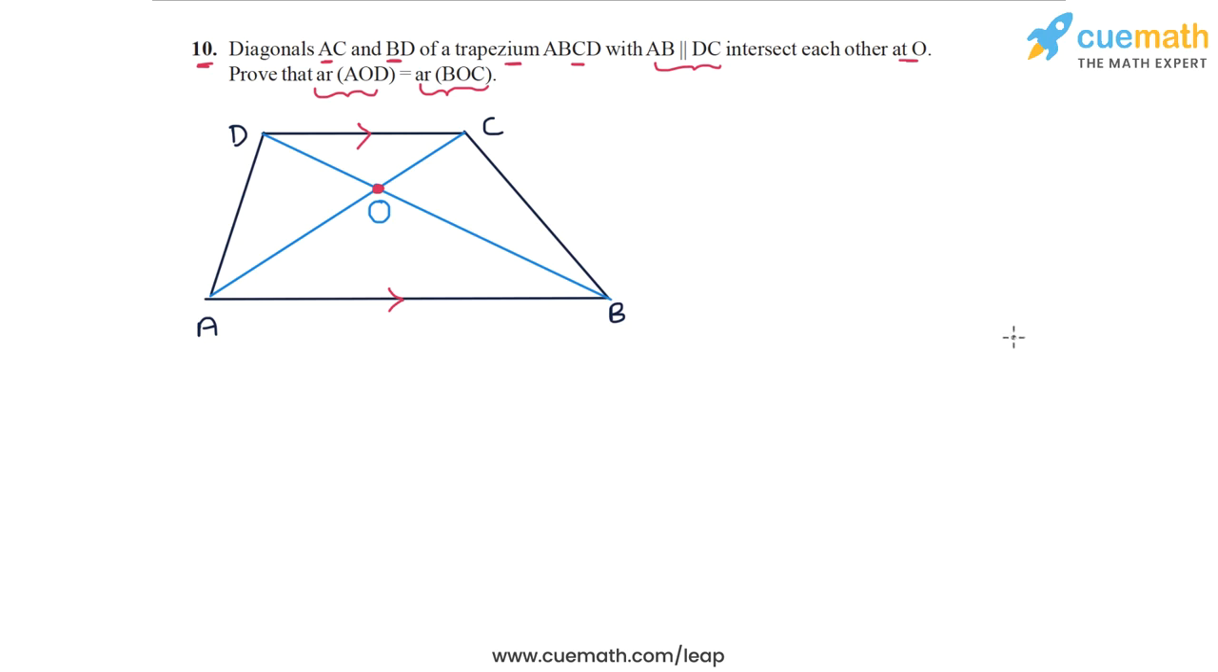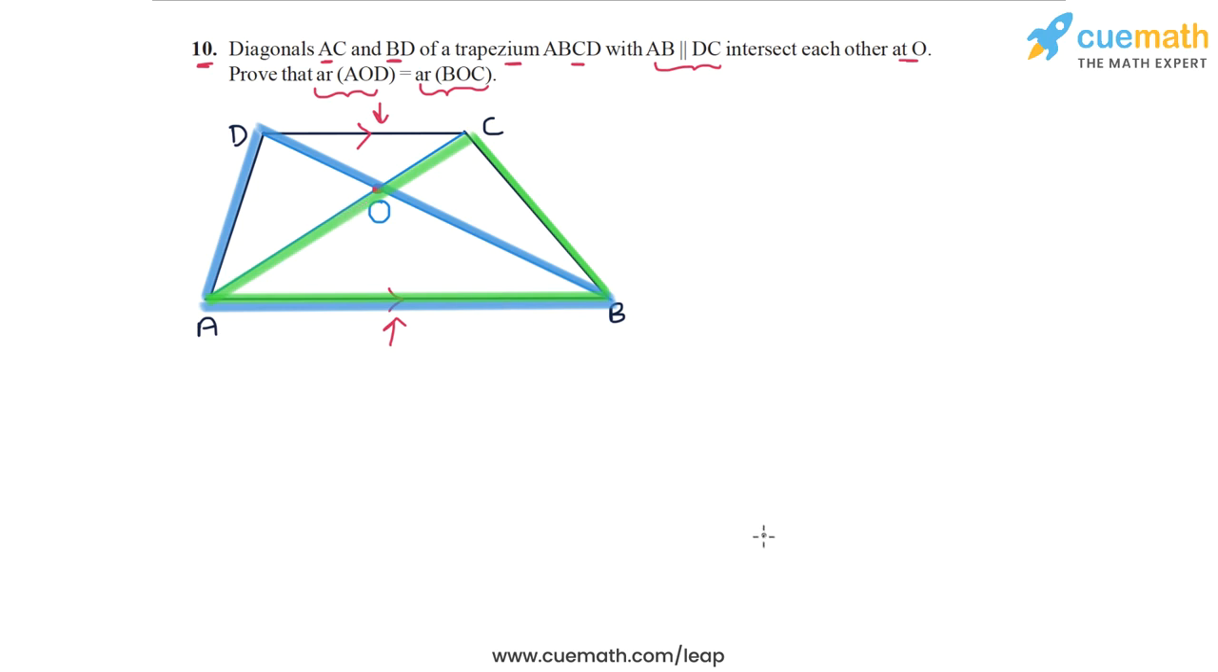Now triangle AOD is this triangle I have highlighted, and triangle BOC is this triangle I have highlighted, and we have to show that the areas of these two triangles are equal. So here's the reasoning that we're going to use. We are first going to compare triangle DAB and triangle CAB. These two triangles lie on the same base AB, and they are between the same parallels AB and DC, and this means that their areas must be the same.